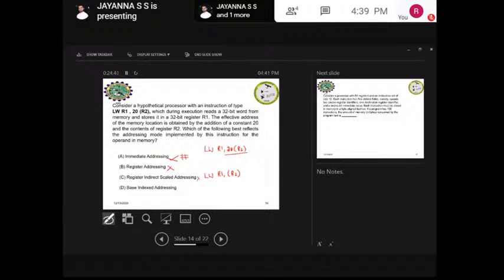Then the last one, base indexed addressing mode. You can observe in the instruction LW R1, 20(R2) that the effective address is obtained by adding the constant value 20 to the content of R2. That is the effective address. So this is an example of the index addressing mode, or what we call base indexed addressing mode. Therefore, the answer for this question is base indexed addressing mode, because it uses a constant 20 to form the effective address.